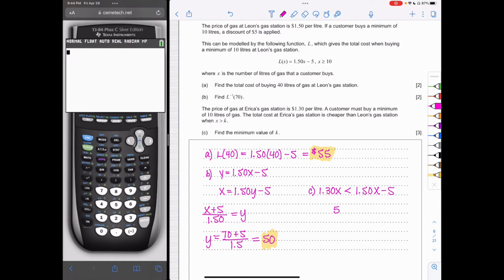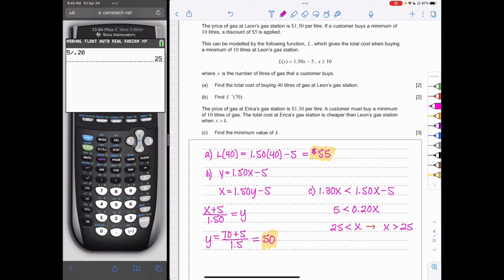And if I subtract $1.30X on both sides, I'm going to end up getting 0.20X on the right. So now I'm going to divide 5 by 0.20, and I end up getting 25 is less than X, which we already know ends up being rewritten as X has to be greater than 25 here.